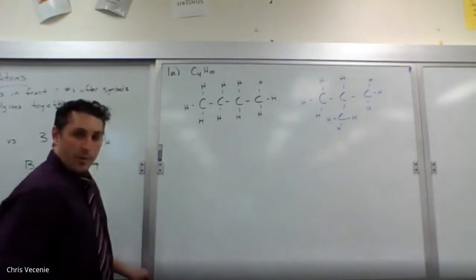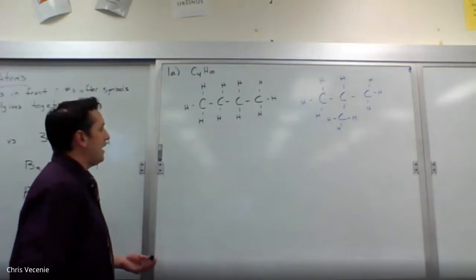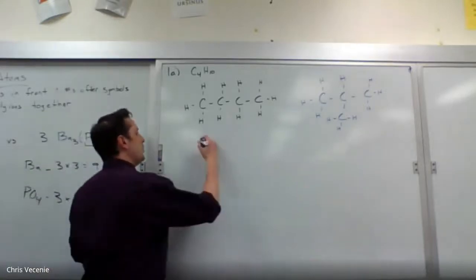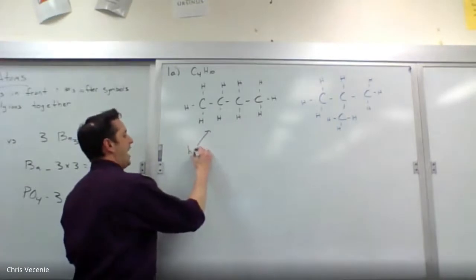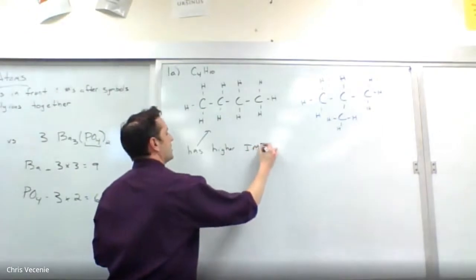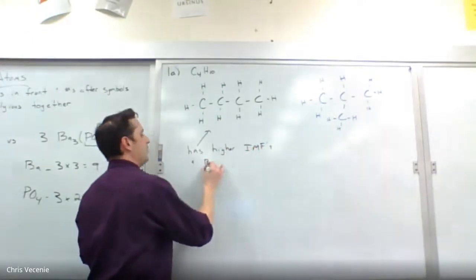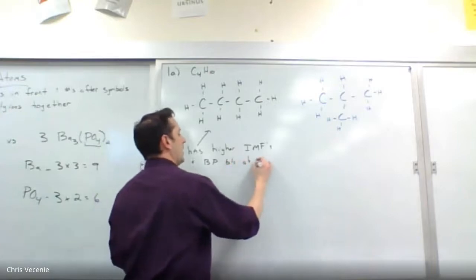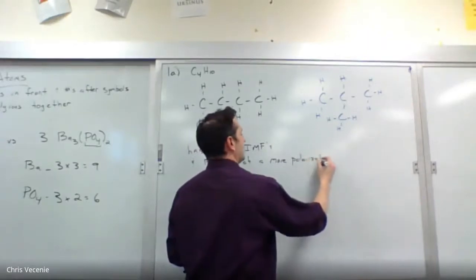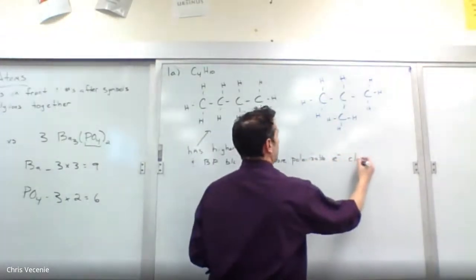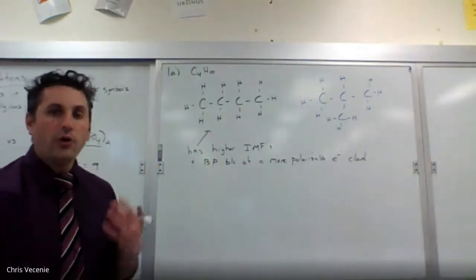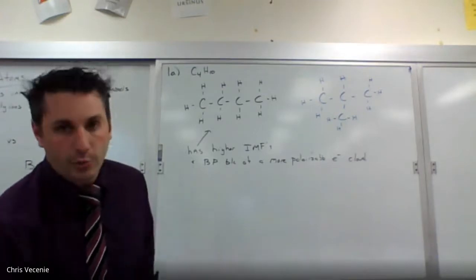And one of the things you need to remember about the more polarizable electron cloud is the longer the chain, the more polarizable. So you would want to say this substance has higher IMFs and boiling point because of a more polarizable electron cloud. All right, and that's due to it having a longer chain, right, as we go through those.